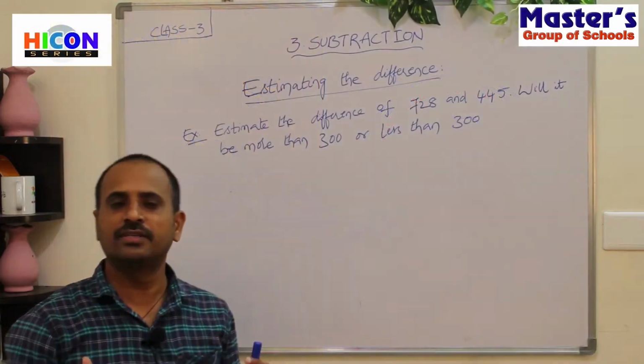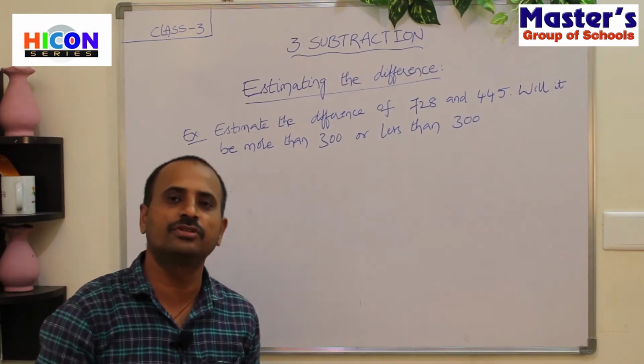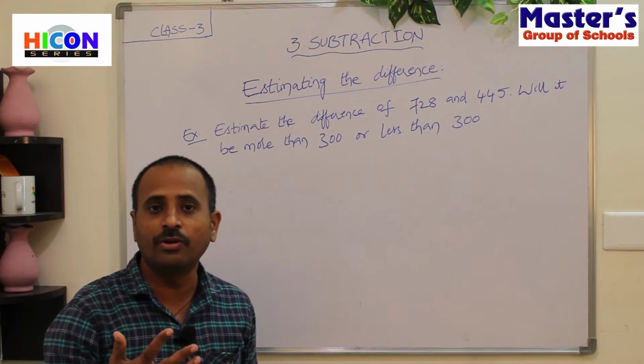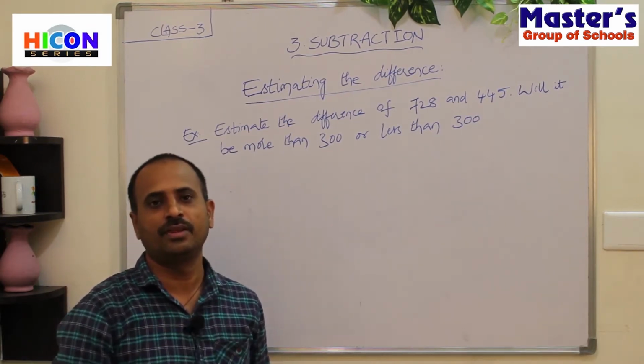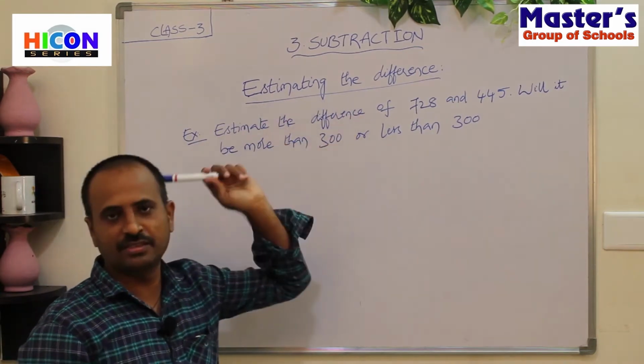Children, up to now we have discussed subtraction with zeros. That means if the number has zeros, how we have to regroup the places and how we have to borrow from the zeros. Now the next topic in this chapter is estimating the difference.